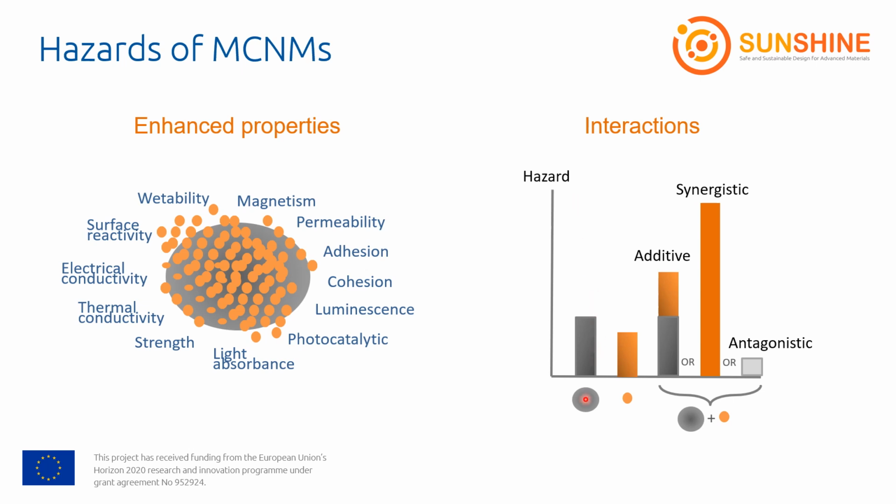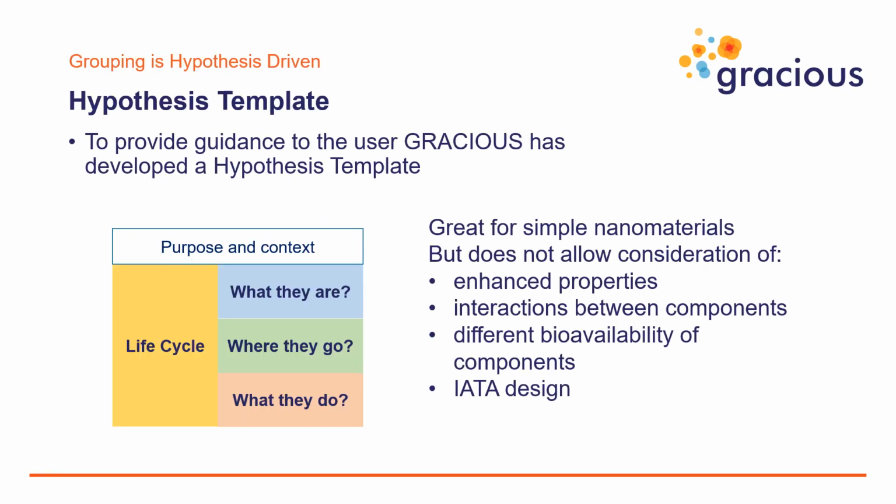So substance A might have this hazard here, and substance B might have a similar hazard of a lower level. But when you put them together, they may just add together so that you have an additive hazard, or there may be a greater than additive hazard known as a synergistic effect, or they may cancel each other out, known as an antagonistic effect.